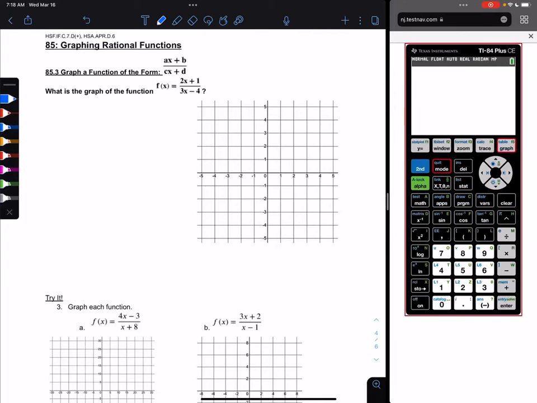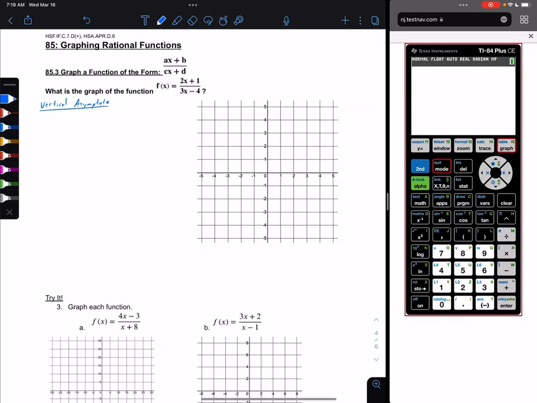In this video, we're going to look at topic 85, example 3, graph a function of the form ax plus b over cx plus d. What is the graph of the function f of x equals 2x plus 1 over 3x plus 4? So the first thing we're going to do is look for a vertical asymptote.